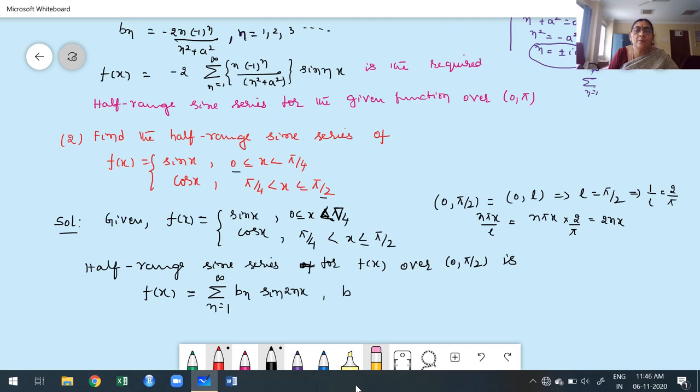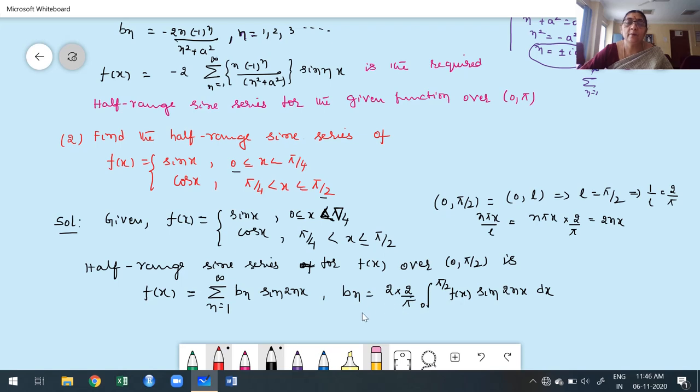where what is my b n formula? 2 by L, 1 by L means 2 by pi. So b n is 2 by L, that is 2 into 2 by pi, integral from 0 to pi by 2 of f of x sine of 2nx with respect to x.